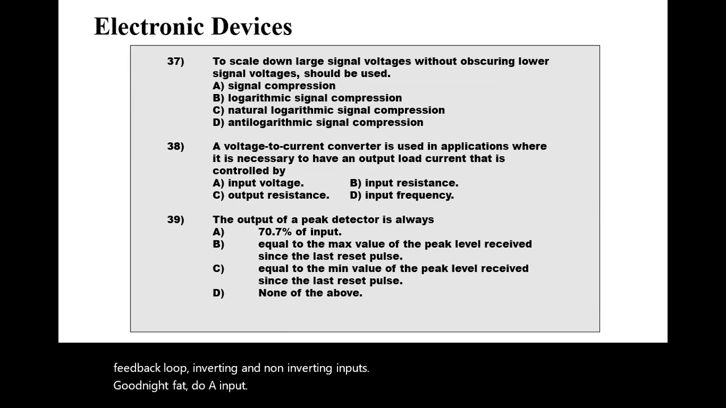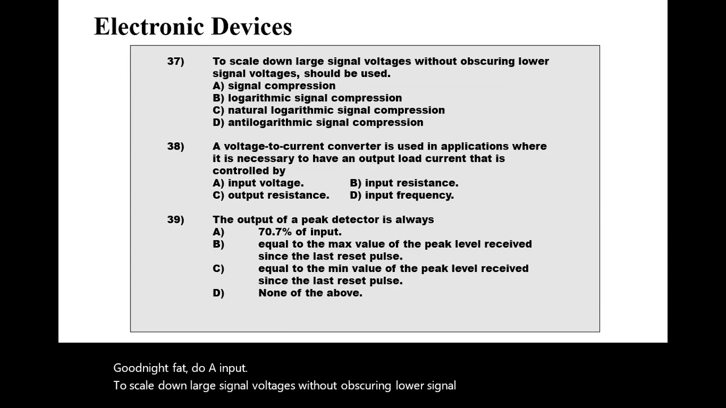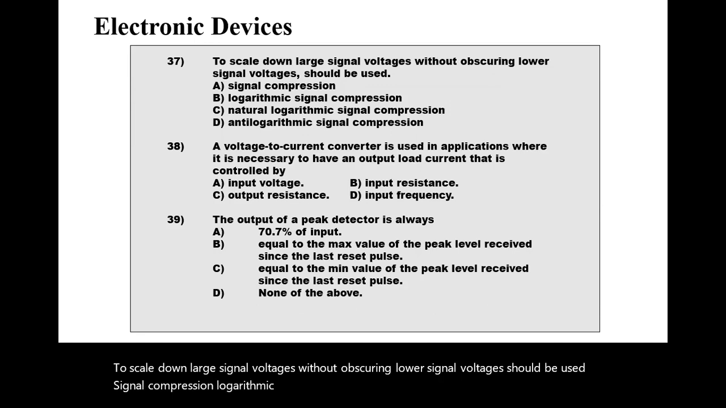To scale down large signal voltages without obscuring lower signal voltages, which should be used: signal compression, logarithmic signal compression, natural logarithmic signal compression, or antilogarithmic signal compression? The correct answer is logarithmic signal compression.